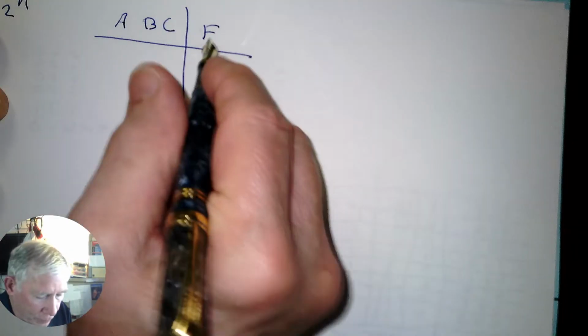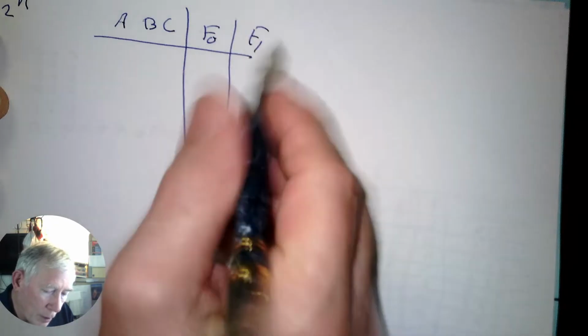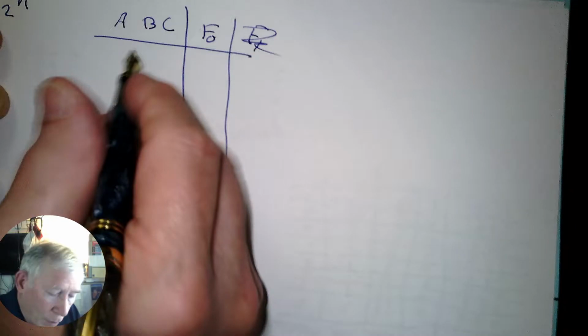We could have more output functions. We could put F0, F1, F2. Whenever we add an additional variable, we double the number of rows in our truth table. Whenever we add another function, we just add another column. So this could be F0 and this could be F1. But we're going to focus on just a single output function right now.